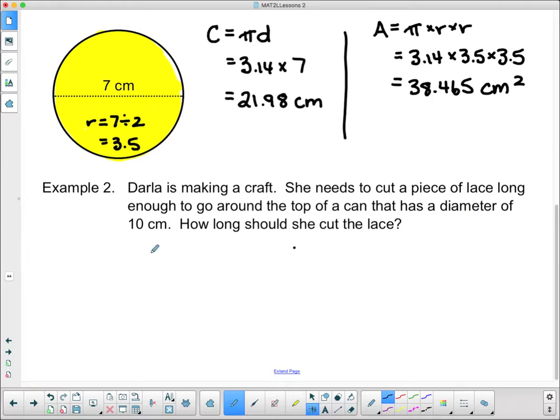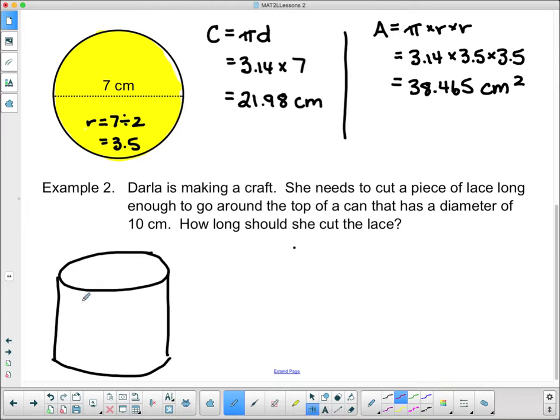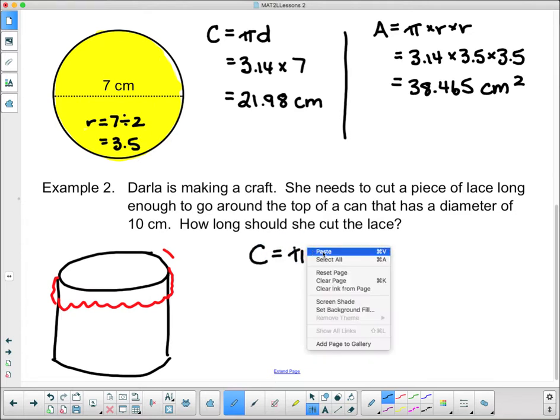Well, I'm going to draw this picture. I'm going to draw a can, and she needs lace that goes around the top. So we're going to put some lace around the top of the can, and it goes all the way back behind the can too. So are we talking about cutting the lace for area or for perimeter? Well, since it goes around the can and it's not just covering up the top of the can, we're talking about circumference, which is the perimeter of the circle.